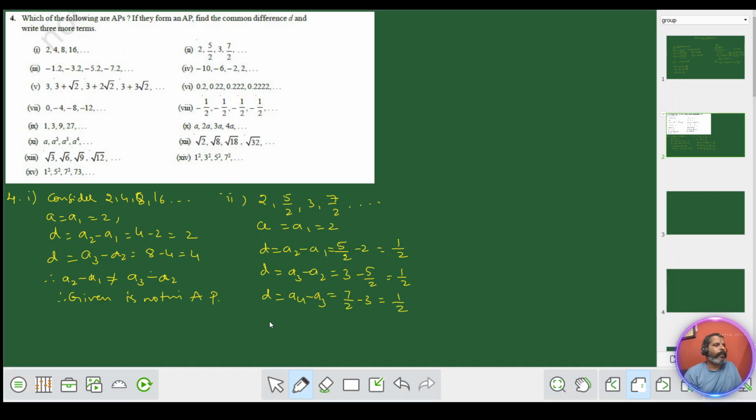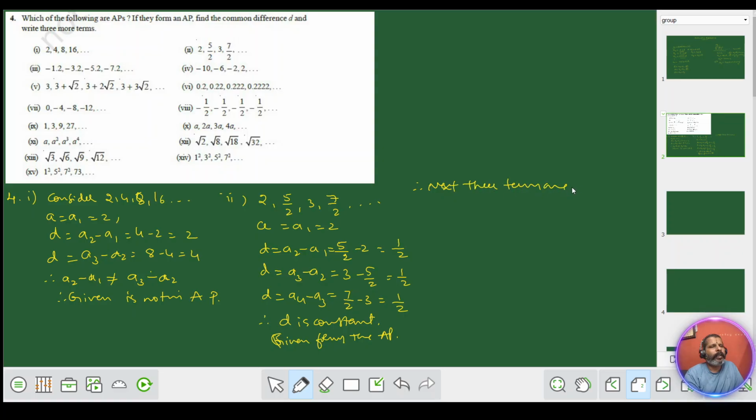Therefore, D is constant here. AP depends on D, the common difference only, not the first term at all. Therefore, since D is constant, we say given forms the AP. Just conclude that. You observe the question, if they form AP, we have to find three more terms. So conclude that given forms the AP.